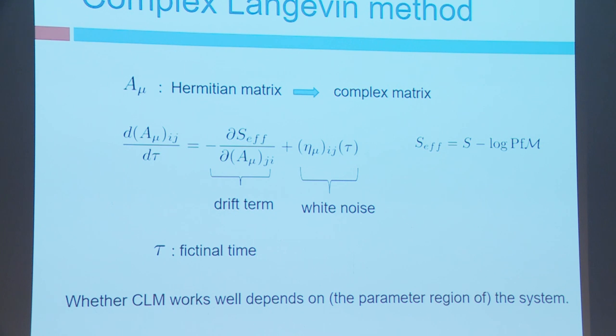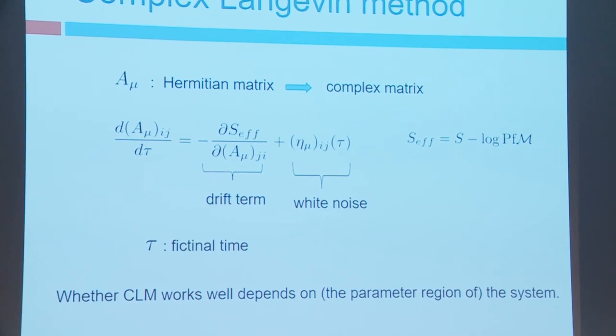This method is powerful for systems which have a complex action problem, but you should remark that this method does not always work well. Whether this method works well depends on the system, or more precisely, the parameter region of the system. Is the white noise real? The white noise is real. Yes, you can consider a complex one, but the result is the same.